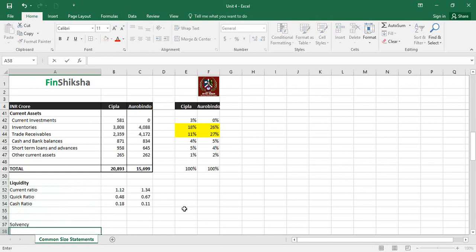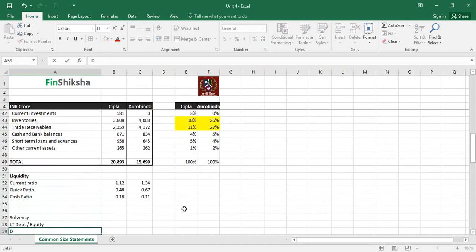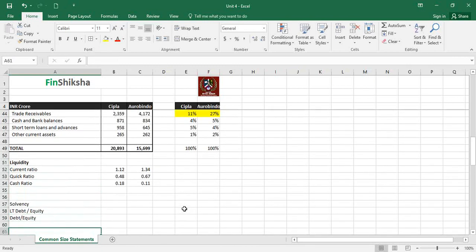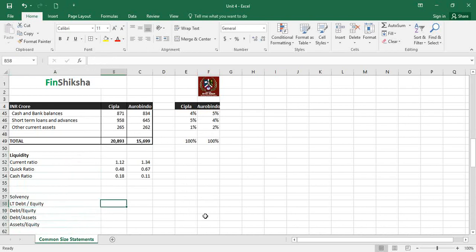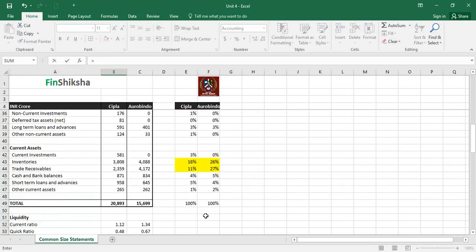So we will start with long-term debt by equity. Then we'll calculate debt by equity, total debt by equity. Then we calculate debt by assets, correct? And we can also calculate assets by equity. So those are the broad ones. Let's calculate long-term debt by equity.